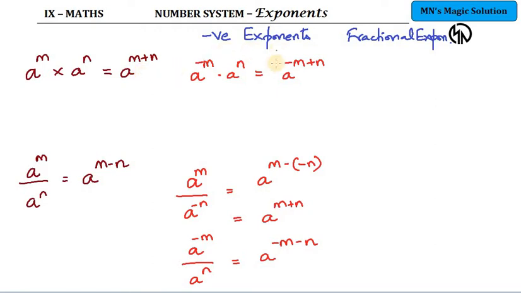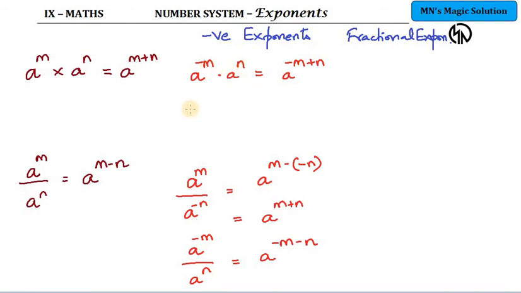So for negative exponent, it's the same thing. See, a power, instead of m, you have a negative exponent minus m. So a power minus m multiplied by a power n. So the bases are the same, and in one of the powers, or in the exponent column, you are having a negative value. But still this rule holds good. How? You're writing the same base, and the powers you just add algebraically. So minus m plus n.